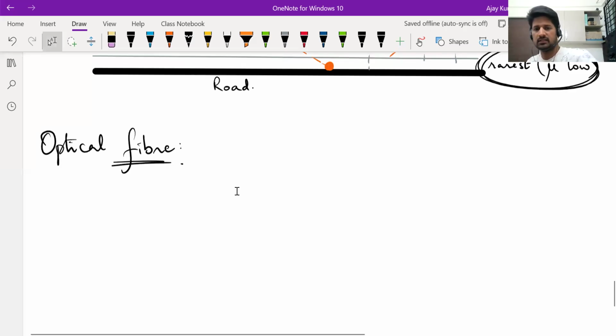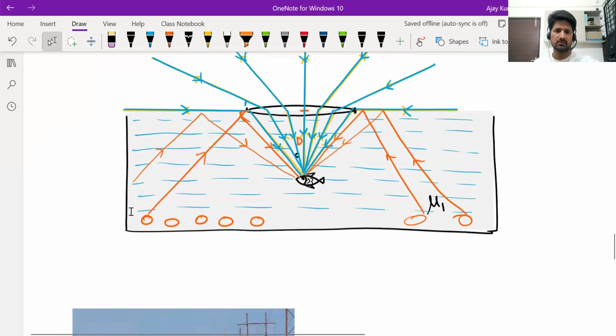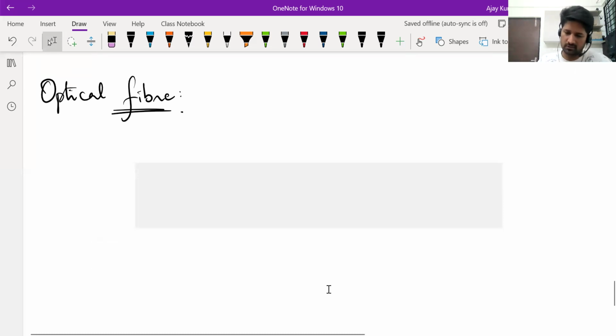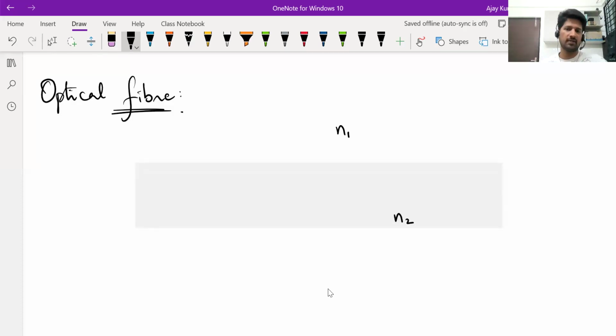Let's consider glass itself, or think of it as some flexible material which allows light to pass through it. So there's some medium here. Are you able to observe it? Gray color. Yes, sir. Assume outside the refractive index is N1 and inside, the material's refractive index is N2. It is a solid material.